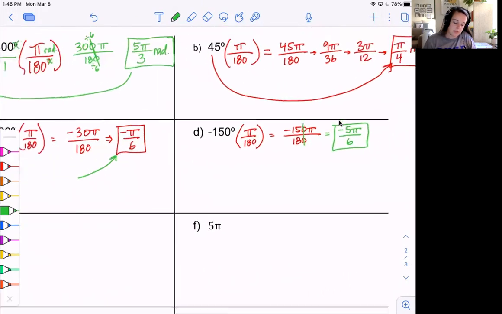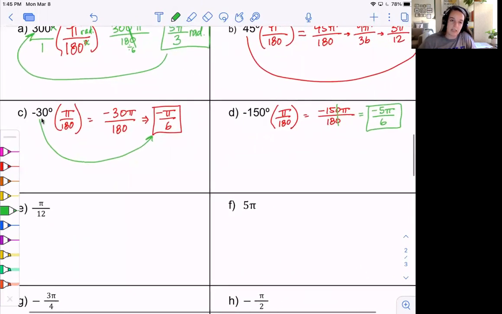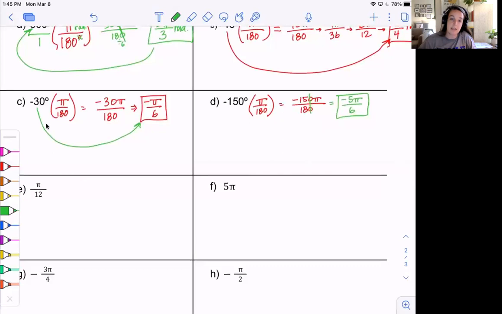Something to notice between them, 30 times 5 would be 150. So it makes sense that pi over 6 times 5 would be negative 5 pi over 6, right? So notice the relationship between degrees. If I'm multiplying with degrees, I'm also multiplying with radians. So you can see that same thing, okay?